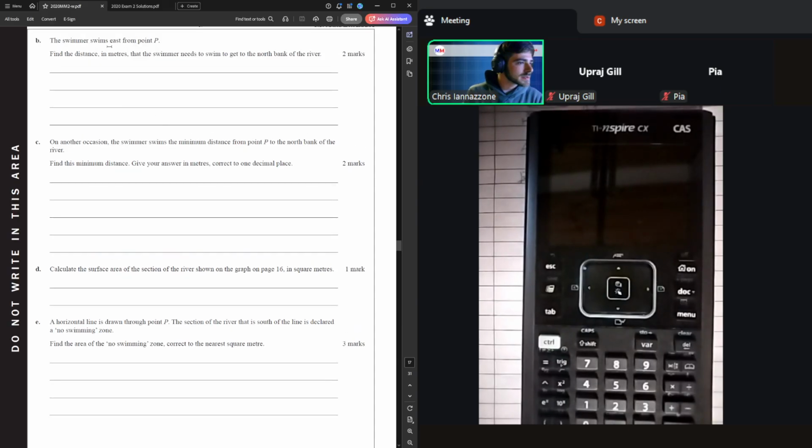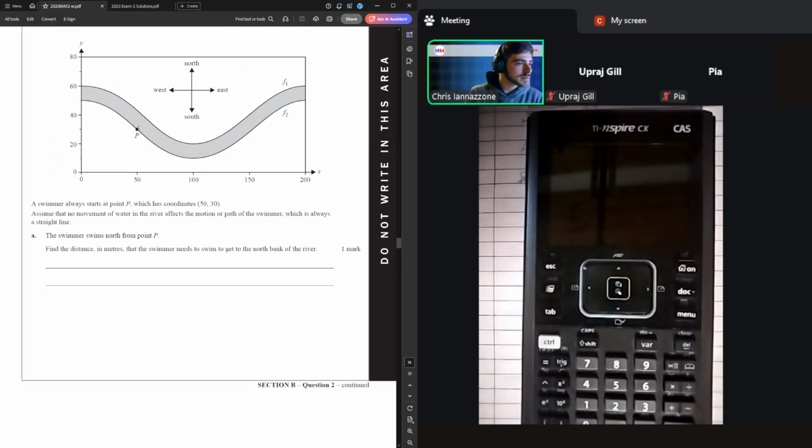Swimmer swims east from point P. Find the distance in meters the swimmer needs to swim to hit the north bank. So you're at some point P, you're swimming east, which is right. You can imagine if you're moving directly right, you will hit that bank at some spot.